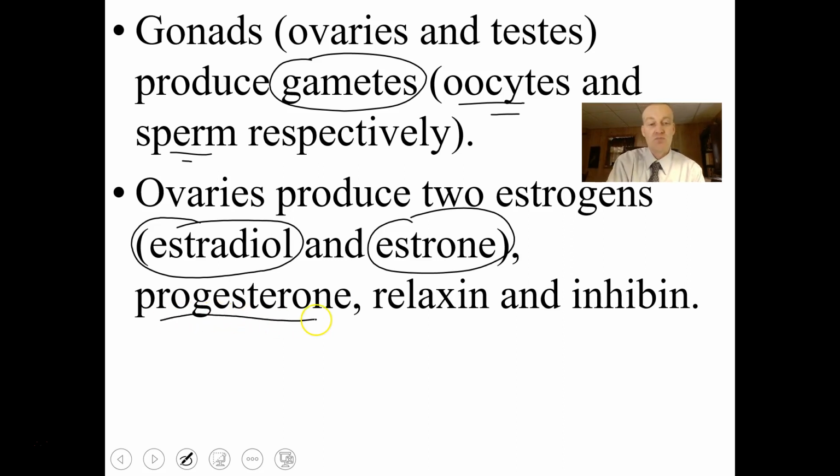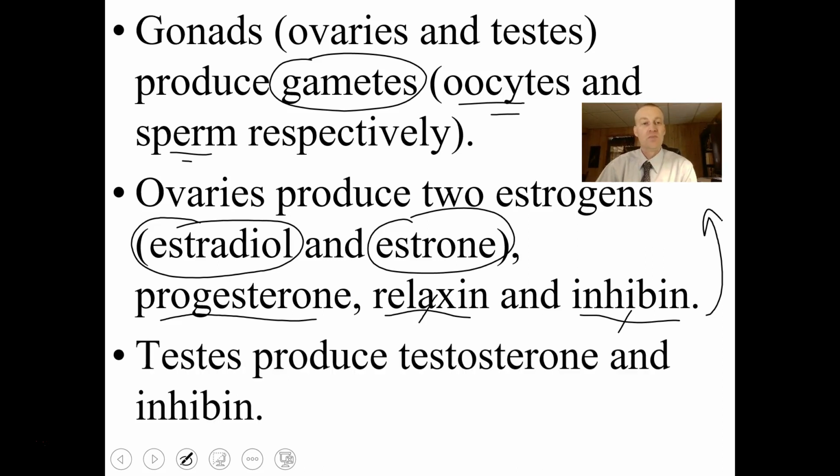So is progesterone, and relaxin, which relaxes the symphysis pubis during childbirth so that you can have a larger birth canal. And inhibin goes back and shuts down the production of luteinizing hormone and follicle stimulating hormone. Testes also produce testosterone, the male hormone, and inhibin as well, which will go back and shut down the production of FSH and LH.